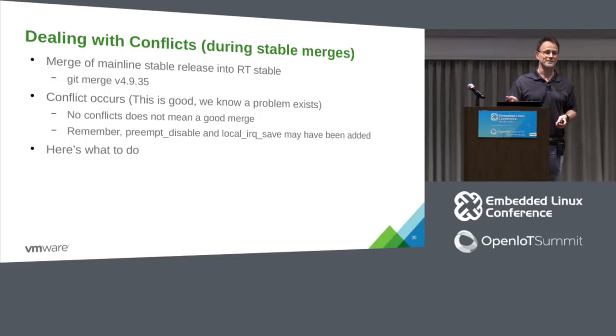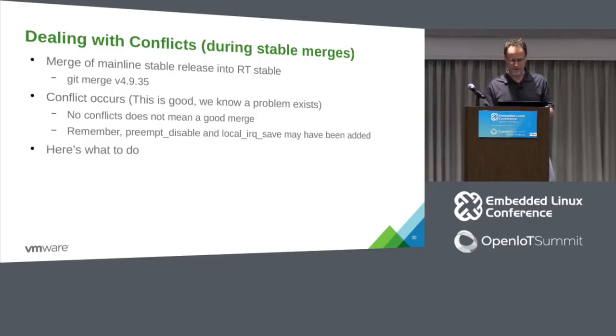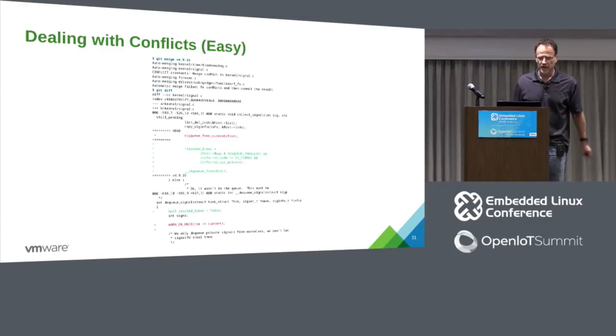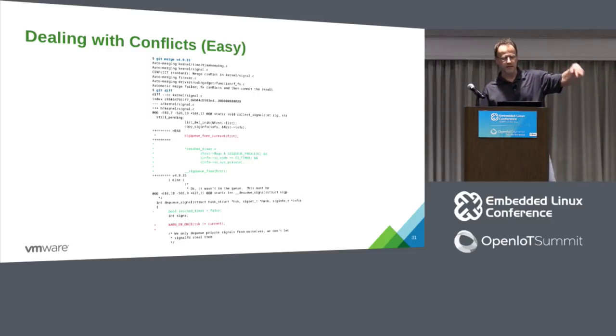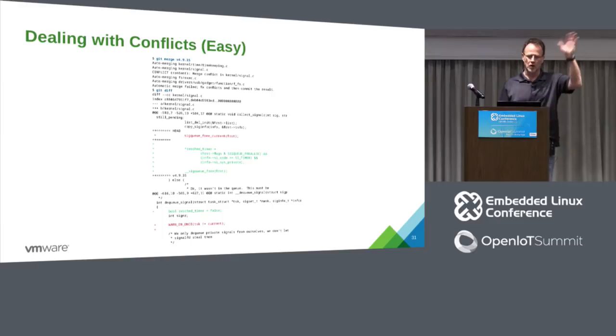Conflicts are actually good, because there's a few times that a merge happened where it didn't conflict, but it had a bug in there. I'll talk about that later. So, let's say you're dealing with conflicts. I do a git merge of 4.9.35. It gives me boom, boom, boom, boom, and says, oh crap.